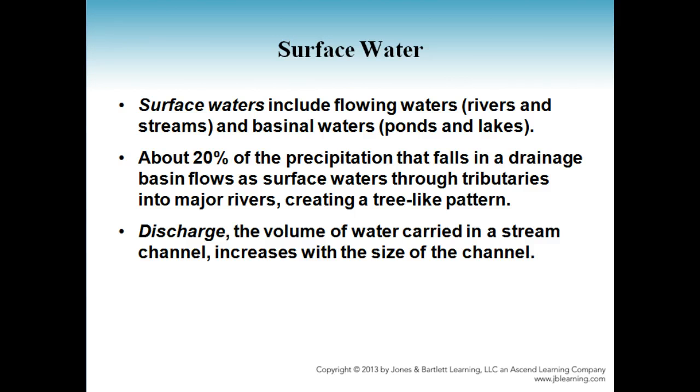Surface waters. Surface waters include flowing waters, rivers and streams, and basinal waters, ponds and lakes. About 20% of the precipitation that falls in a drainage basin flows as surface waters through the tributaries into major rivers. Discharge is the volume of water carried in a stream or a channel that increases with size.